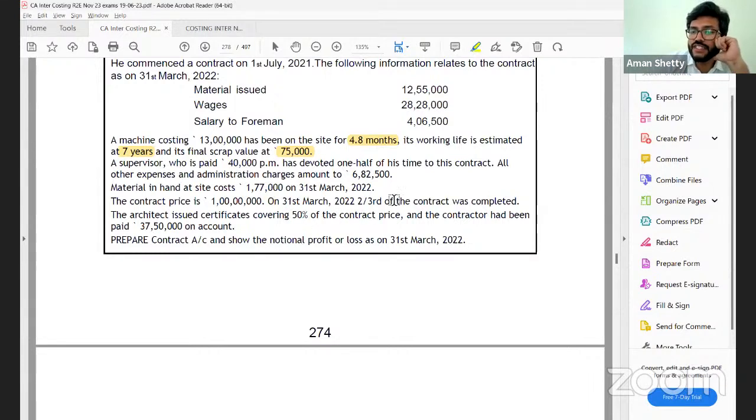50% is work certified. That means what is work uncertified? 2/3, 66.67%, is complete. 50% has been certified. That means the balance portion is work uncertified, 16.67. Or in other words, 2/3, half, and then 1/3. Now see this. Let us just see the working note. You'll understand now.